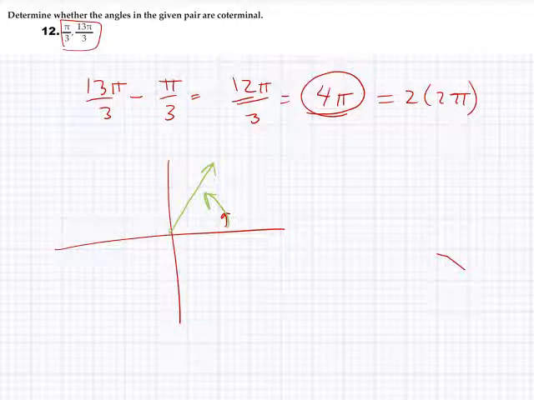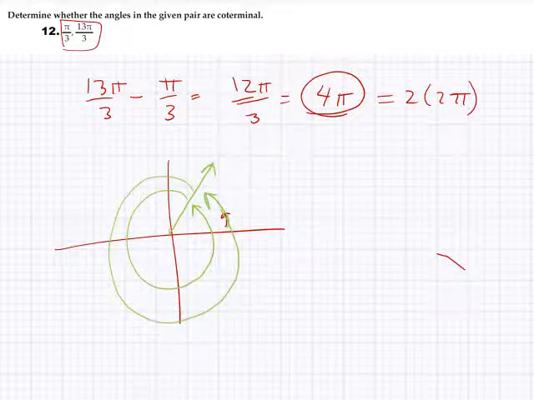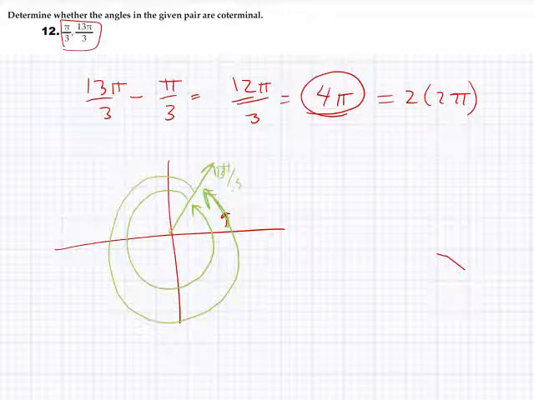And then the idea here is if I go one full rotation around and then another full rotation around, that's where 13 pi over 3 would fall. So this would be 13 pi over 3 as well as pi over 3 would be this same terminal side.